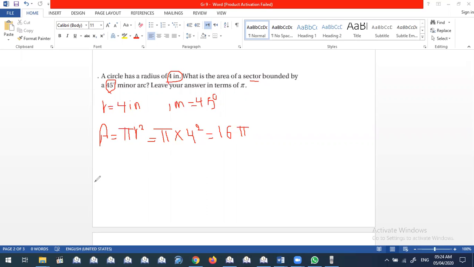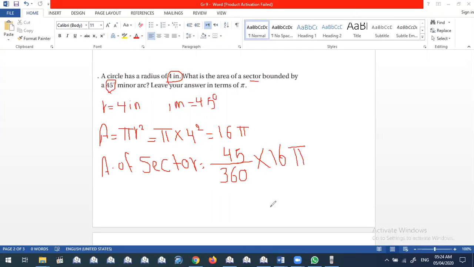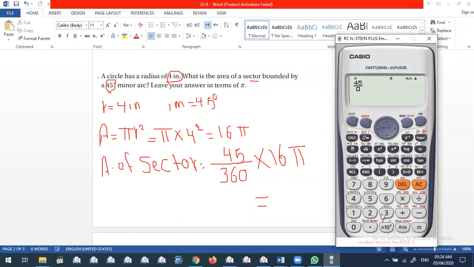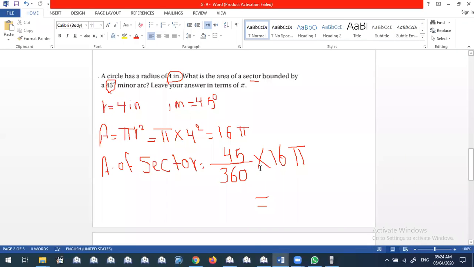Now to find the area of the sector equals the measure of the arc of this sector, which is 45, over 360, times the area of the circle, which is 16 pi. For the final answer, we are going to find 45 over 360 times 16, it will be 2. So the final answer is 2 pi.